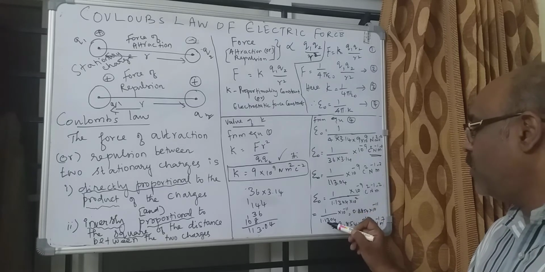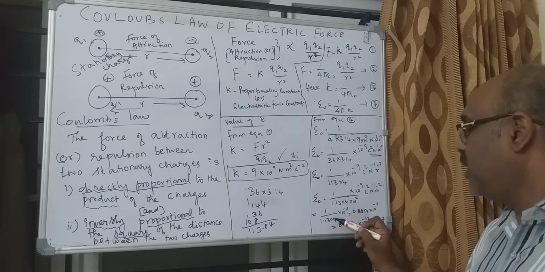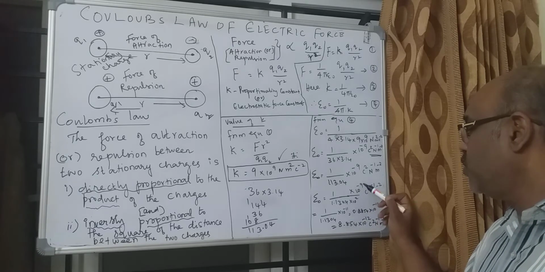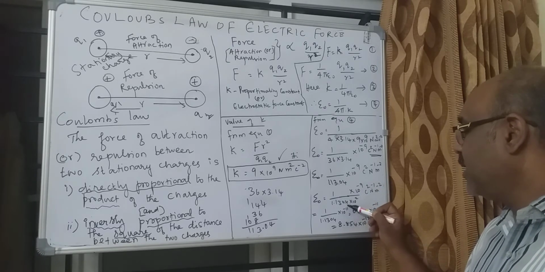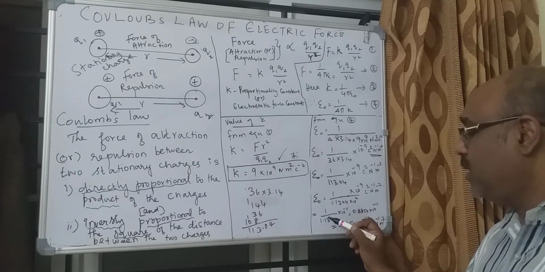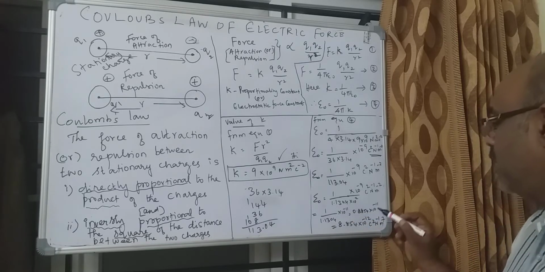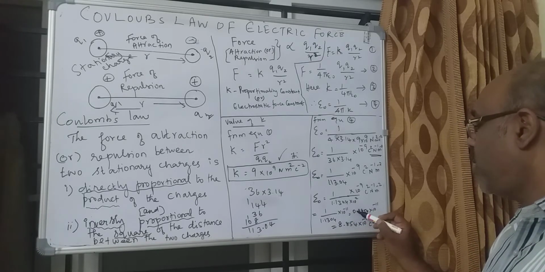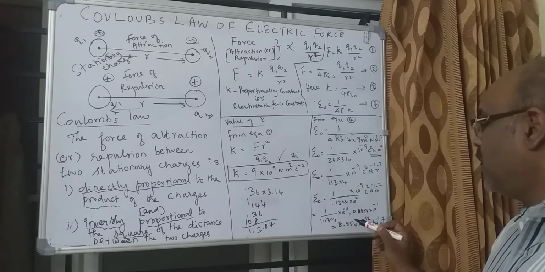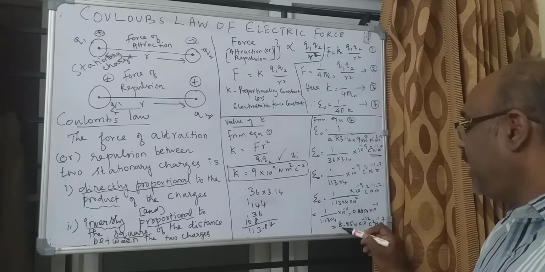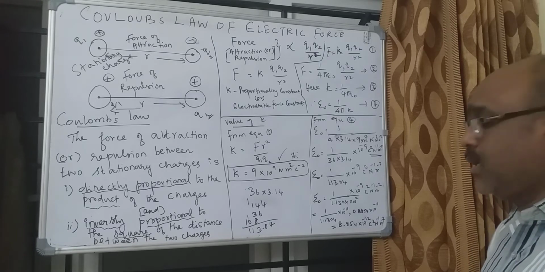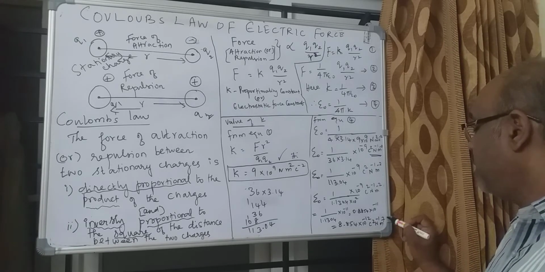1 divided by 1.1304 into, so this 2 goes up, it becomes 10 to the power minus 2. So, that we are getting 10 to the power minus 11. And dividing 1 by 1.1304, we are getting the value as 0.8854 into 10 to the power minus 11, where we can write this as 8.854 into 10 to the power minus 12 Coulomb square Newton minus 1 meter minus 2.